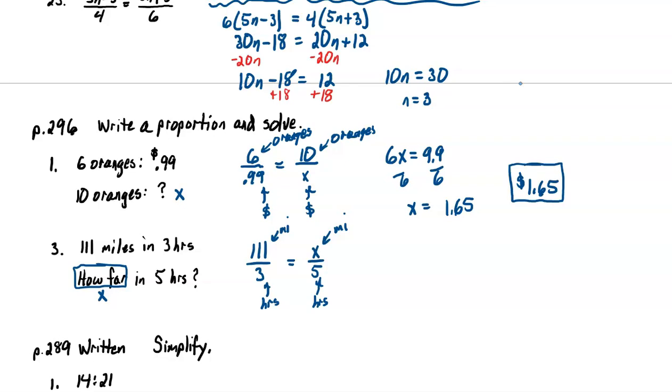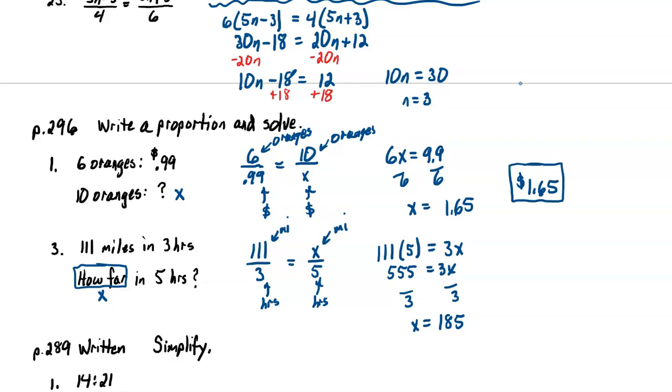Now we can use our multiplying the diagonals technique to solve this. 111 times the 5 is equal to 3 times the x. This is 555 is equal to 3x. Now divide both sides by 3. And we discover that x is equal to 185.